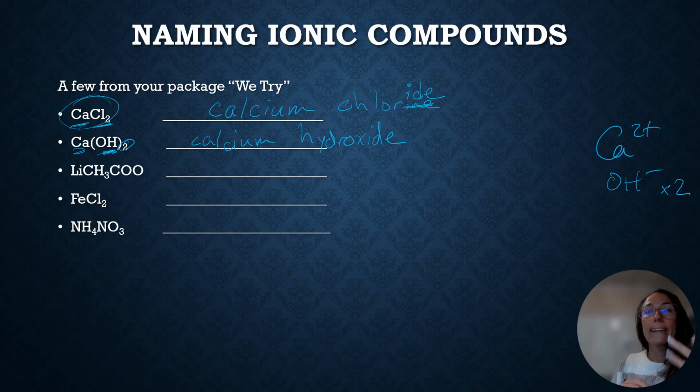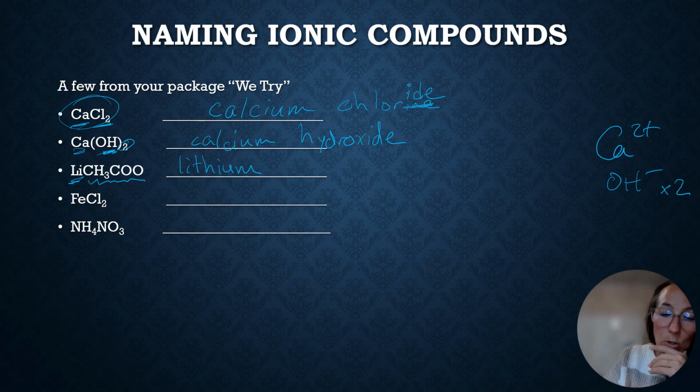Okay, looking at the next one, I look up Li on the left-hand side of the periodic table, and it is lithium. Notice I don't have a capital on any of these. That kind of looks like a capital, so I'm actually going to redo it. Lithium. And then again, this big long thing here is something in your polyatomic ion table. So that Li+ is balanced out with the anion CH3COO.